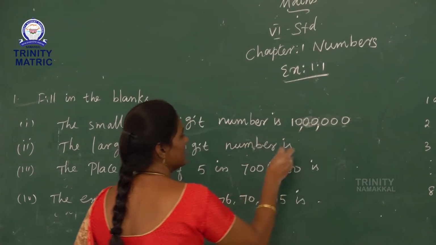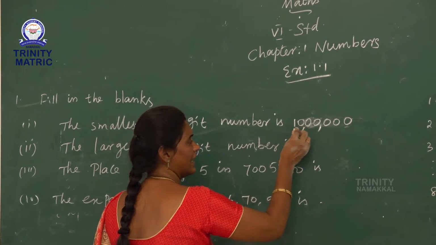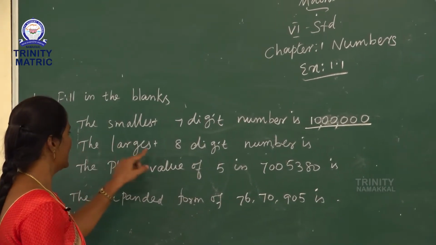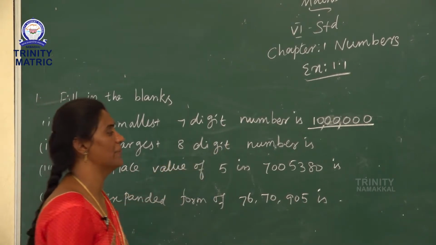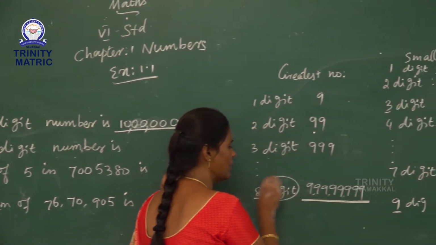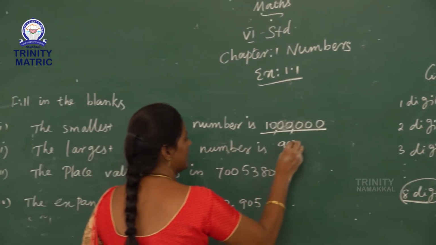So, what is the number? Ones, tens, hundreds, thousand, 10,000, lakh, 10 lakh. That is 10 lakhs. Then, what is the largest 8-digit number? The largest 8-digit number is 99,99,99,99. So, here we write 99,99,99,99.